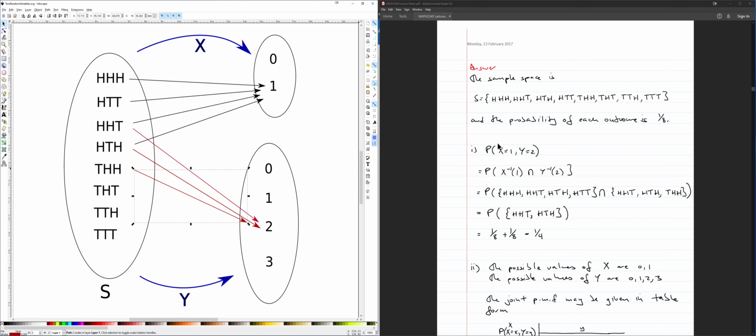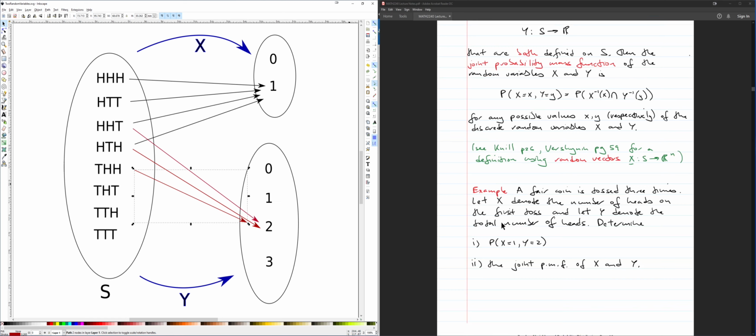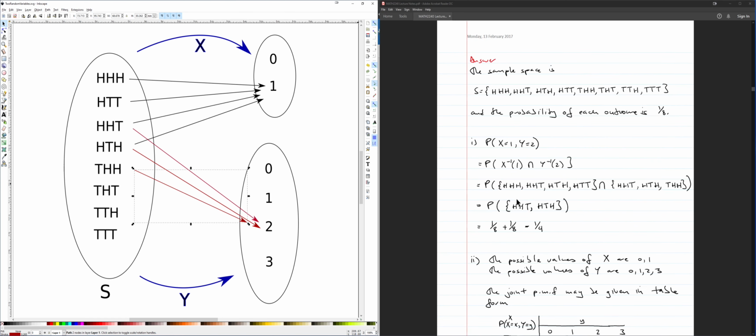And then y is equal to 2: remember, y is the total number of heads. So y is equal to 2 would be the cases when you have exactly two heads, and it's these three cases over here: head, head, tail; head, tail, head; and tail, head, head. But what I want is probability x is equal to 1 and y is equal to 2.